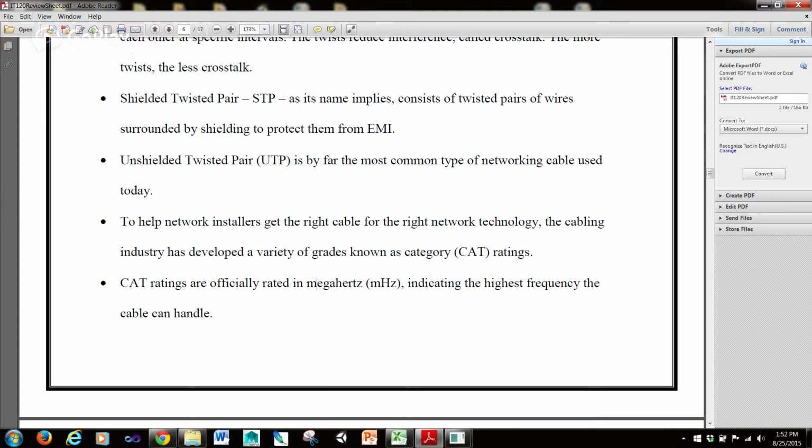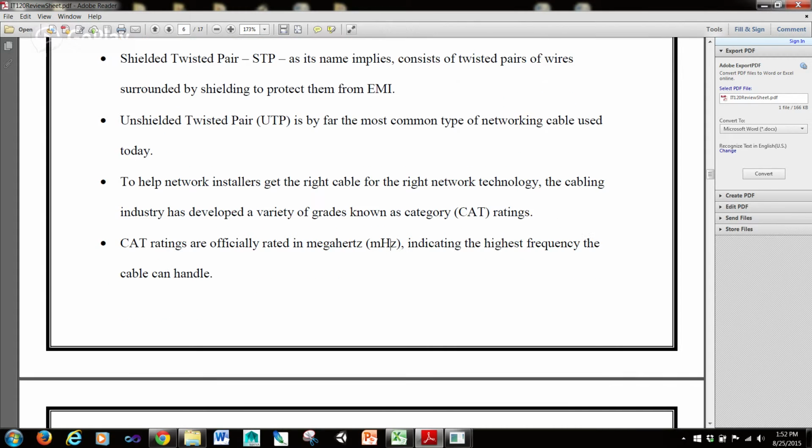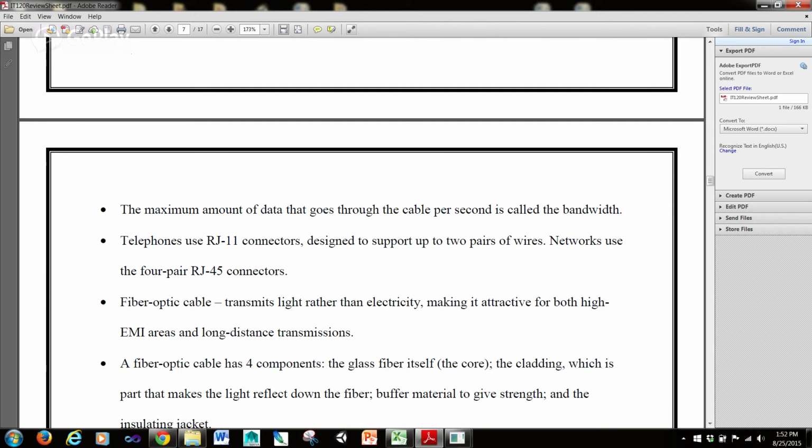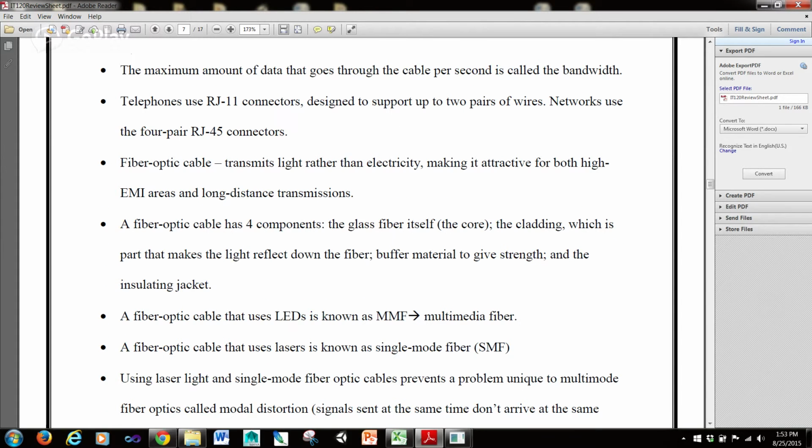Now, CAT ratings are officially rated in megahertz, symbolized by MHz, indicating the highest frequency the cable can handle. Now, the maximum amount of data that goes through the cables per second is called bandwidth. Telephones use RJ11 connectors designed to support up to 2 pairs of wires. Networks use the 4-pair RJ45 connectors.